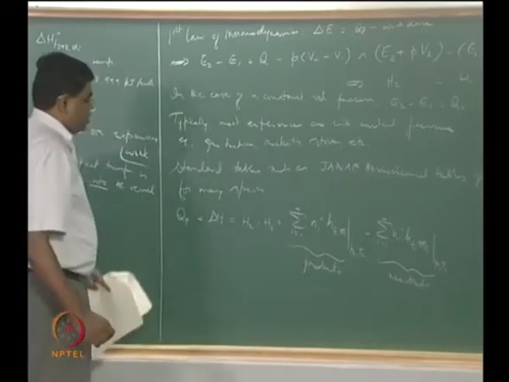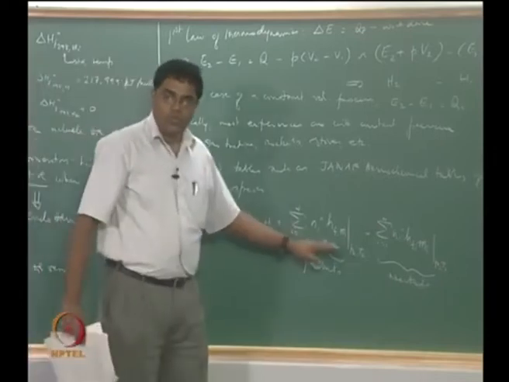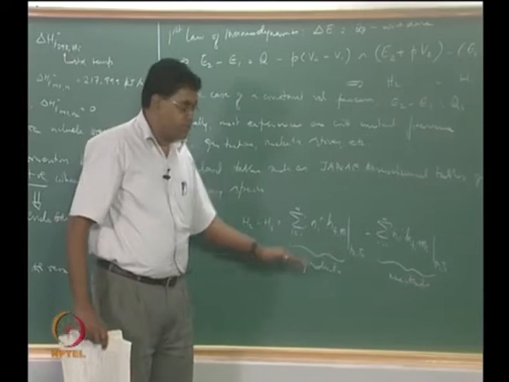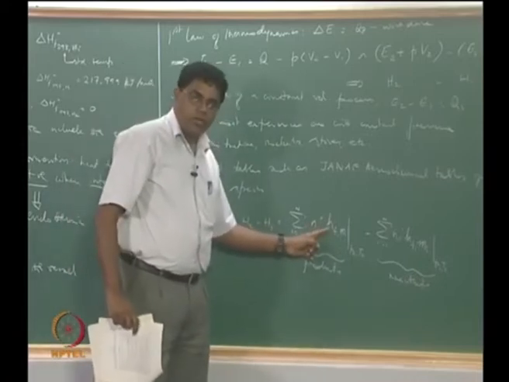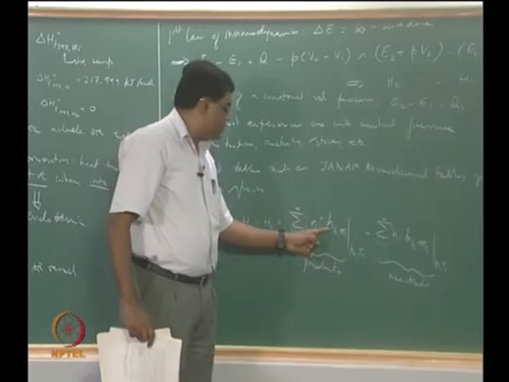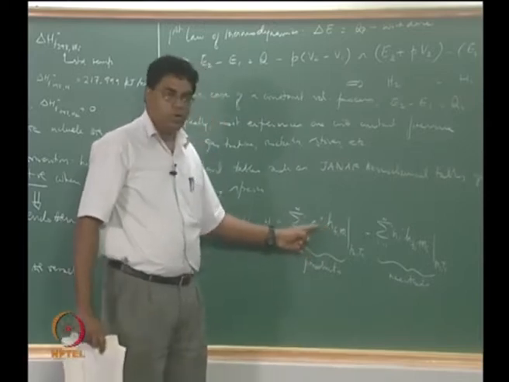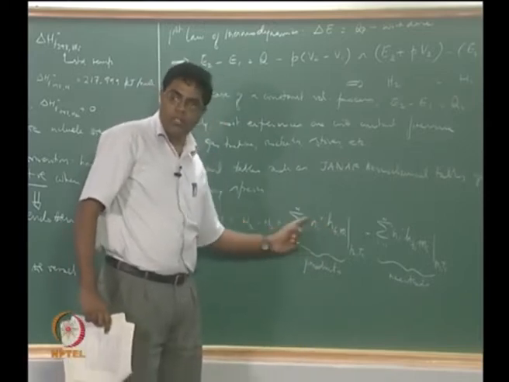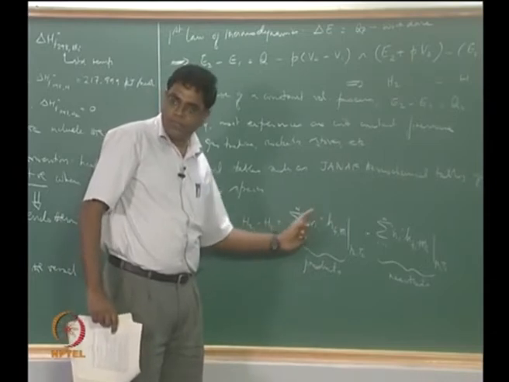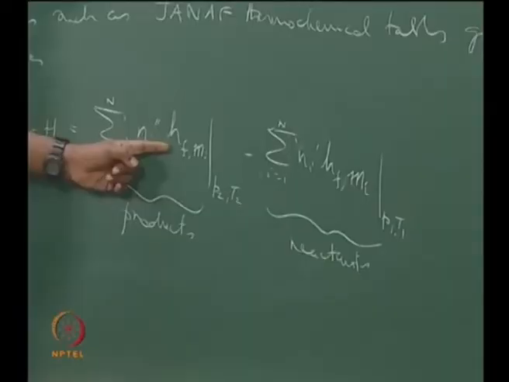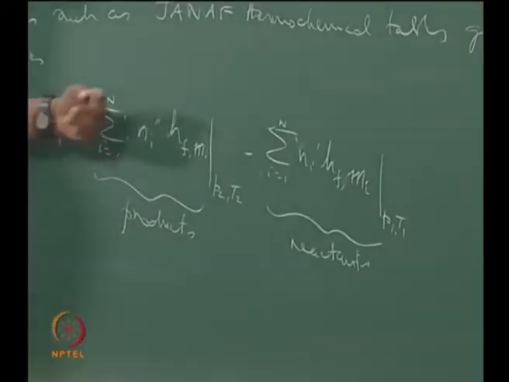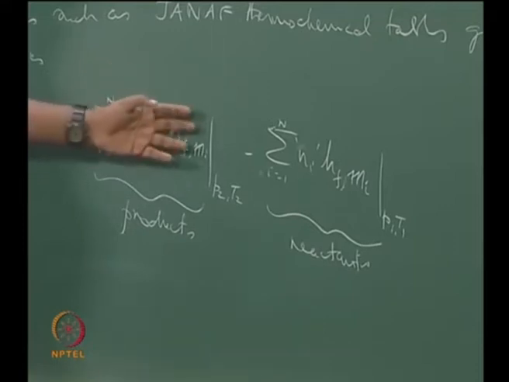I have changed notation a little bit here for you, and I am going to explain this further on. We are now beginning to use small h, particularly because this is associated with per unit mole and you multiply by the number of moles. So in some sense you can now call this a molar specific enthalpy. That means you are talking about it per unit mole.